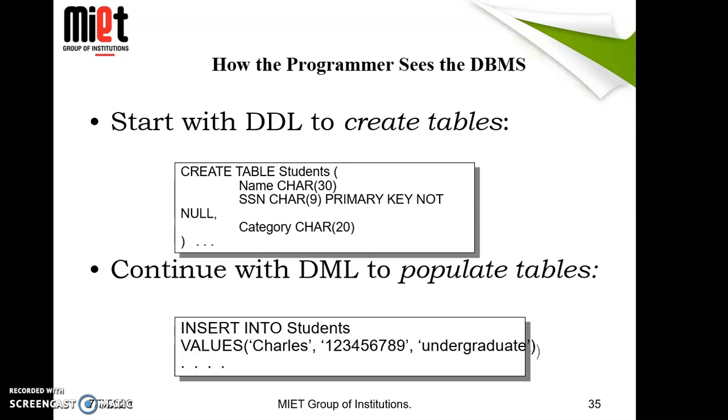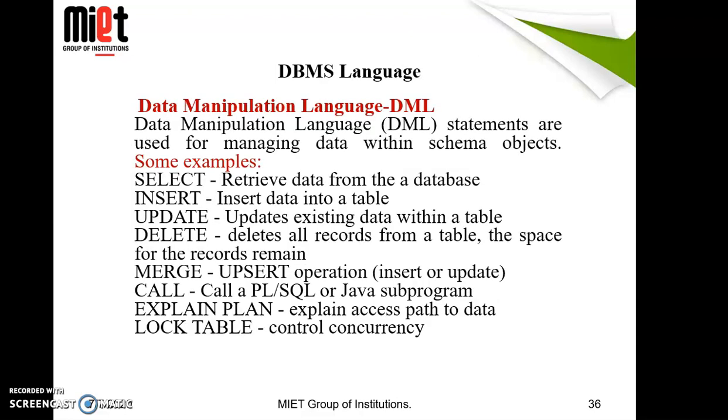There is a difference: drop means you are deleting the structure or the schema, you are deleting the student table. And if you are using the delete command, you are deleting the records, the information of a particular tuple or a particular table. So next we will continue with DML. These are data manipulation language statements, used for managing data within schema objects.